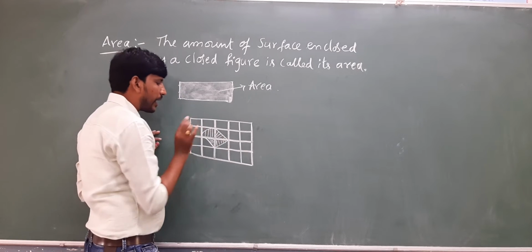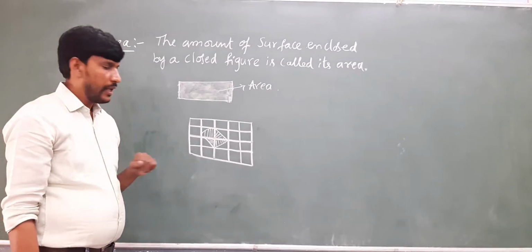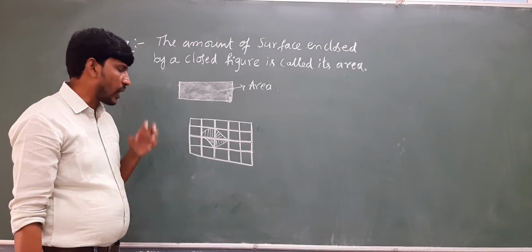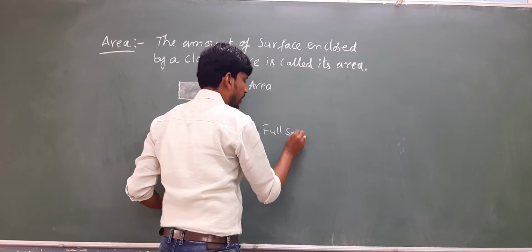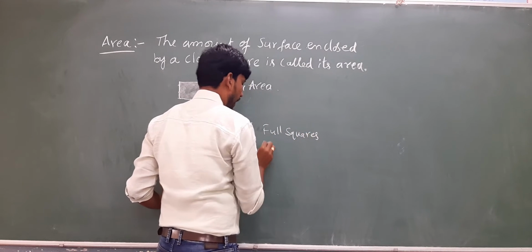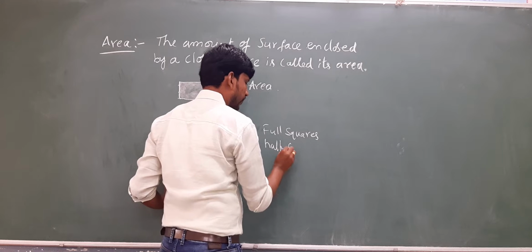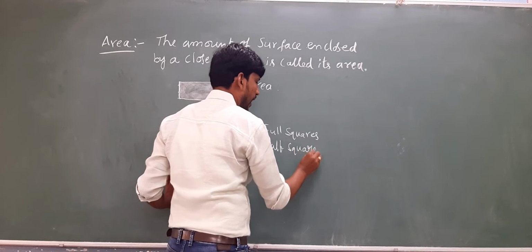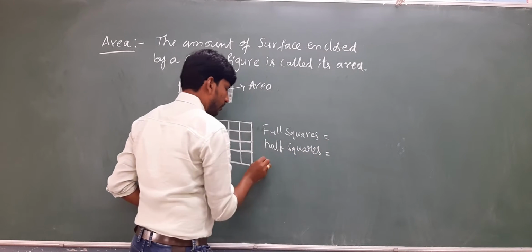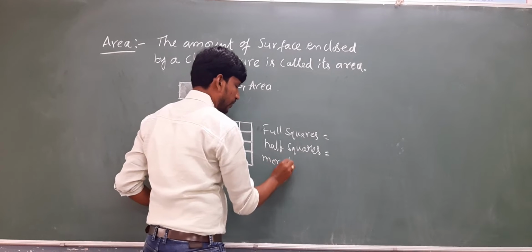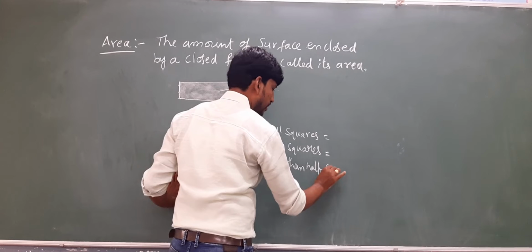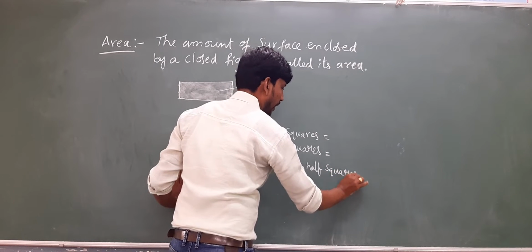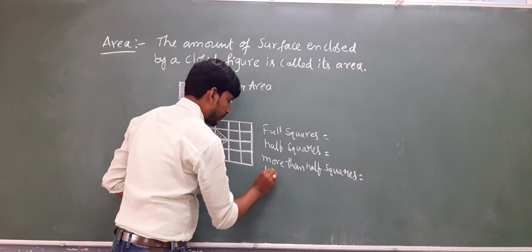Now, what is the area of this figure? First of all, you should count full squares. How many full squares are there? Okay, half squares. How many half squares are there? Okay, more than half squares. Okay, next one is less than half squares.